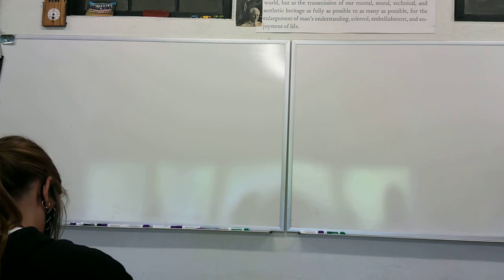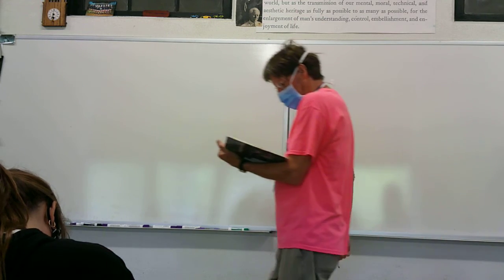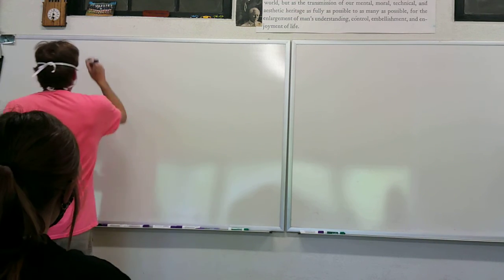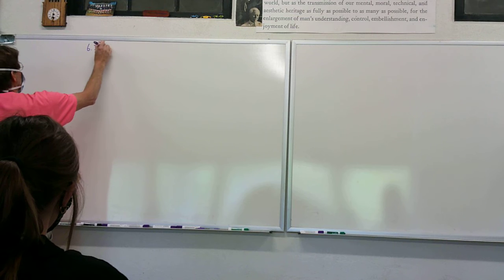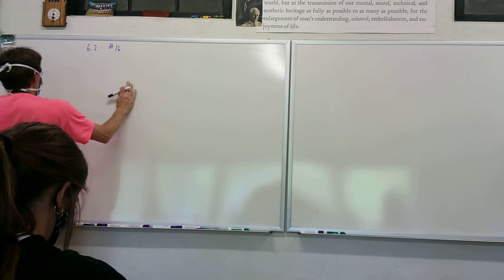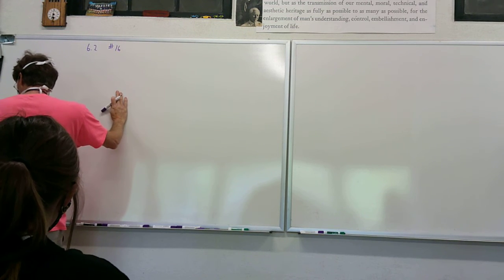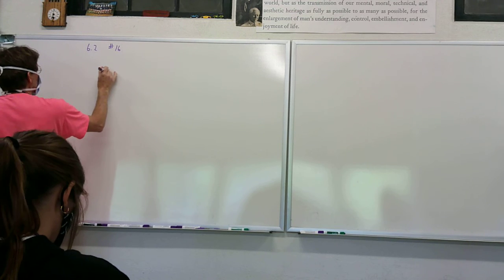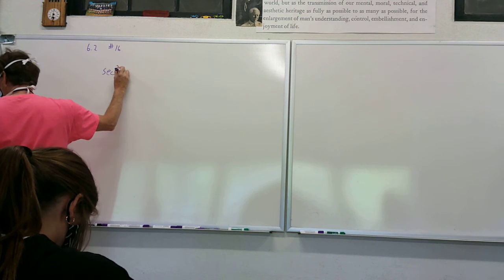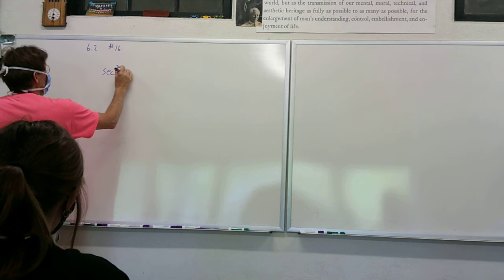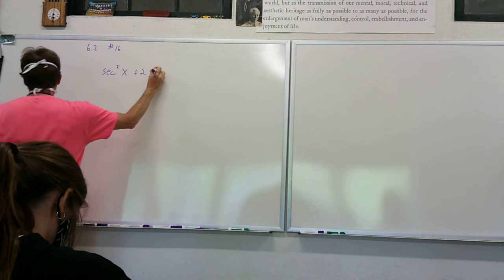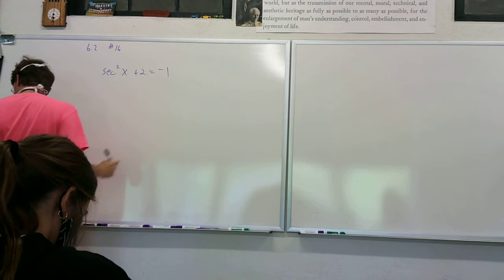6.2, number 16. All right. Secant squared x plus 2 equals negative 1.